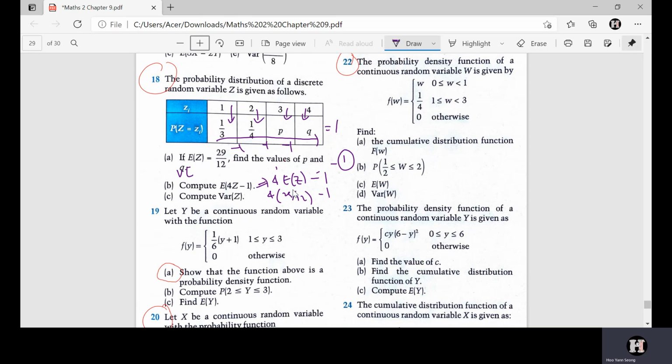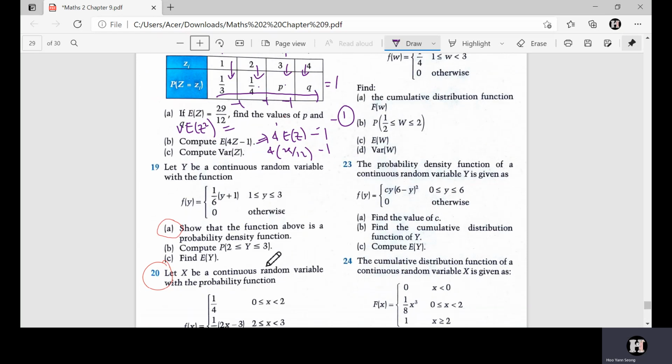So you need to find EZ square. So square, square, square, square, multiply. If you want, you just square here: 1, 4, 9, 16, 1 times 3, then sum. Okay, so settle your EZ square. One thing, please always show what your EZ square is. Then you use your EZ square minus the EZ, then you get your values. That is a good practice.